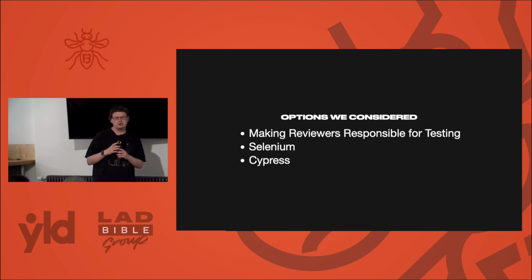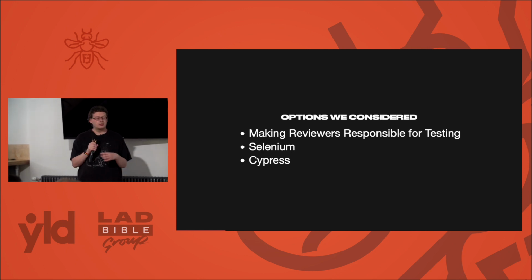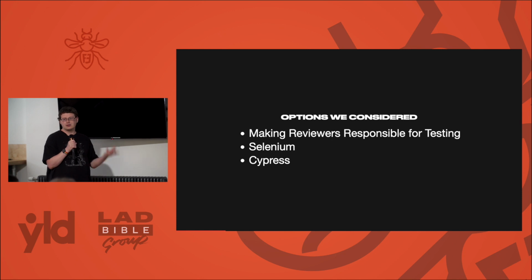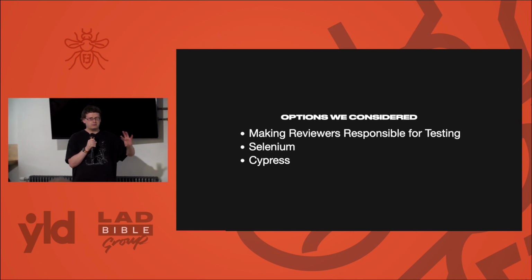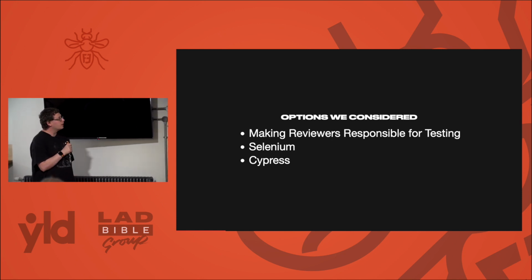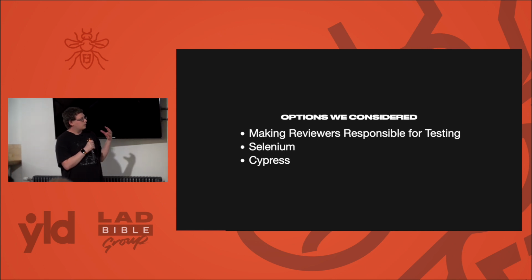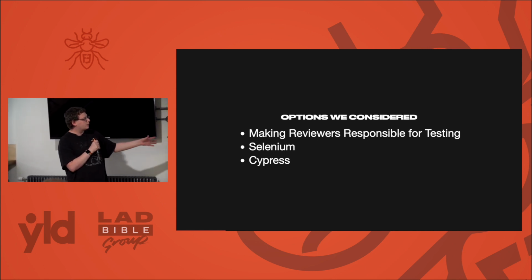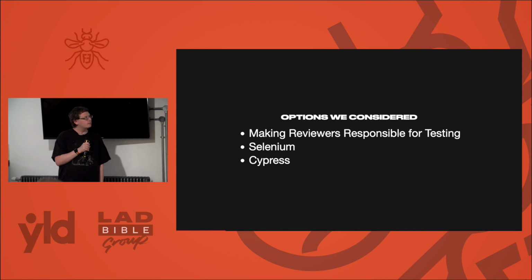It was mostly around big regressions, where we'd do big visual changes, and they'd go out, and then we'd have missed something during testing. So when we came across that issue, we had a few different things we looked at.